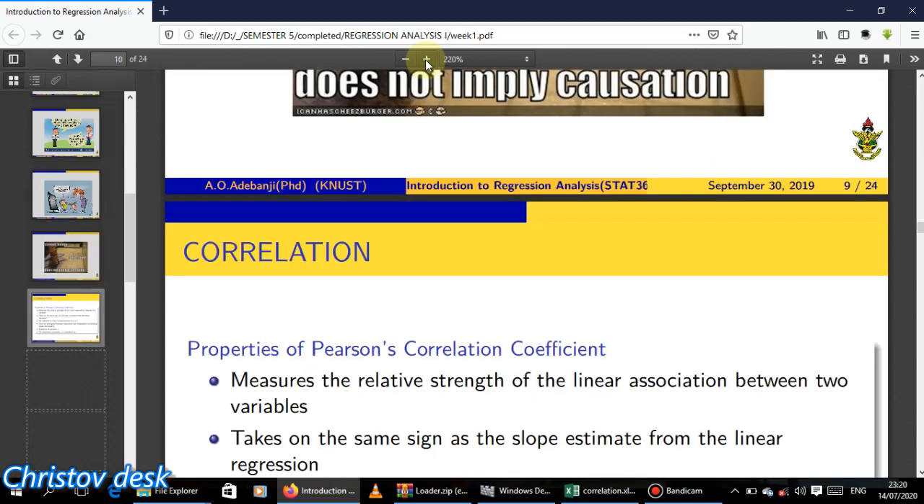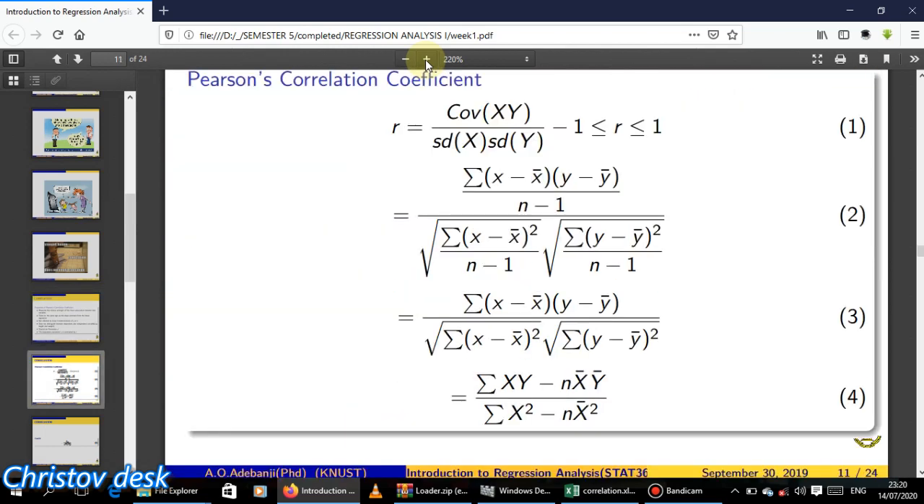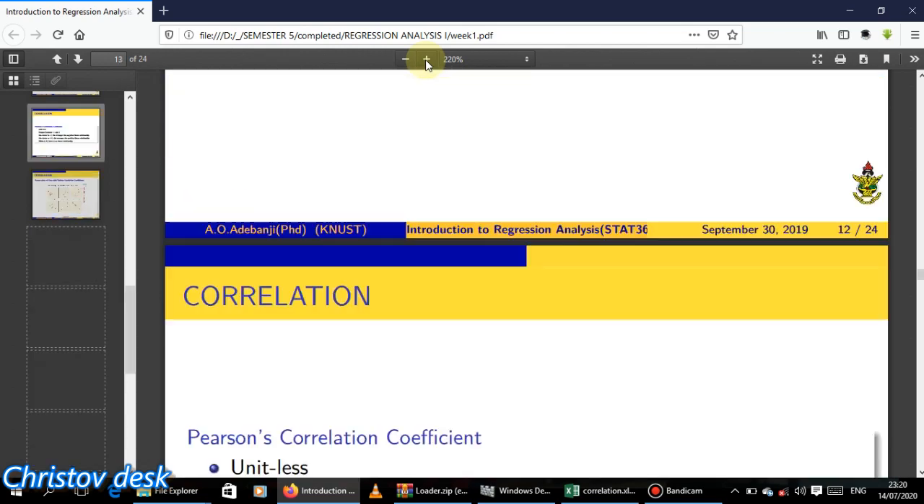And then we looked at the fact that if you find a correlation between two variables, that does not imply that there is some causation, or that one of the variables caused the other. Okay, you can't say that.